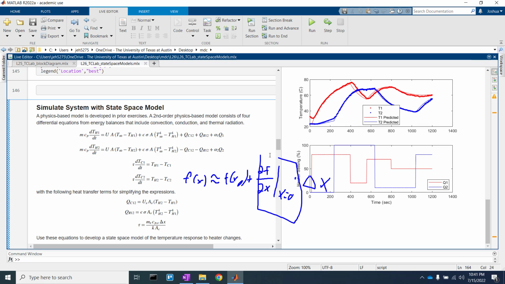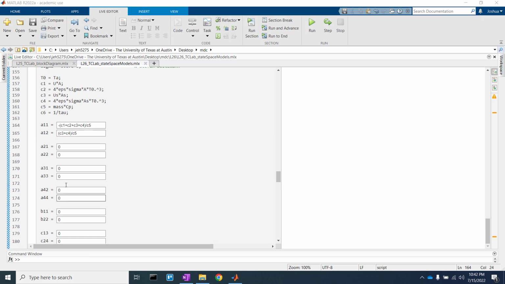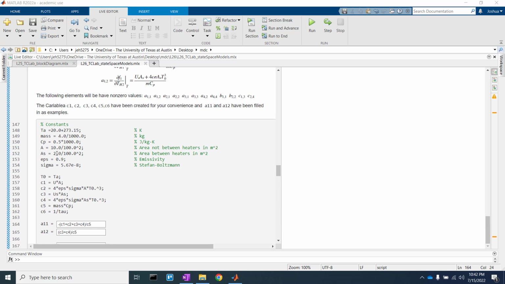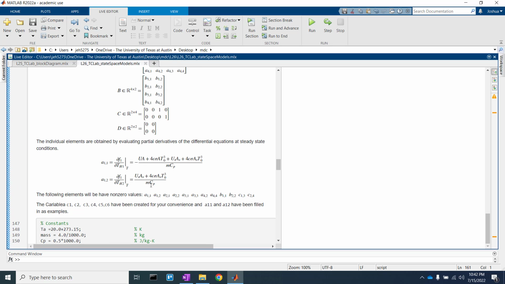So that's what we're doing. We're taking the derivative with respect to that x. Here, that's with respect to H2. And we're just using that as our approximation of the function. Because we're going for the derivative in this portion, we can just take that derivative at x0. So let's look at our A12. It was C3 plus C4. If you remember, C3 is USAS right here, and C4 is that 4 times that linearization. And of course, all divided by the mass times heat capacity, since that's at the bottom. There we go. That's how we derived that.